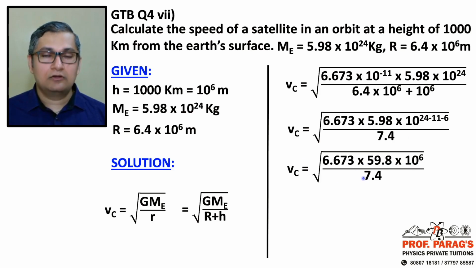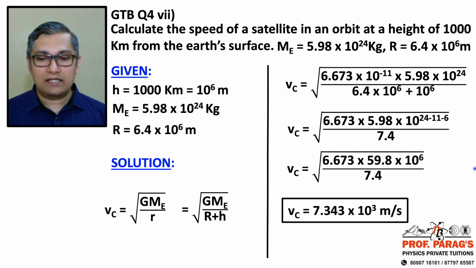Okay, and you can use your log books, log and anti-log calculation, and solve it to get the answer. Critical velocity of the satellite is 7.343 into 10 raised to 3 meters per second.